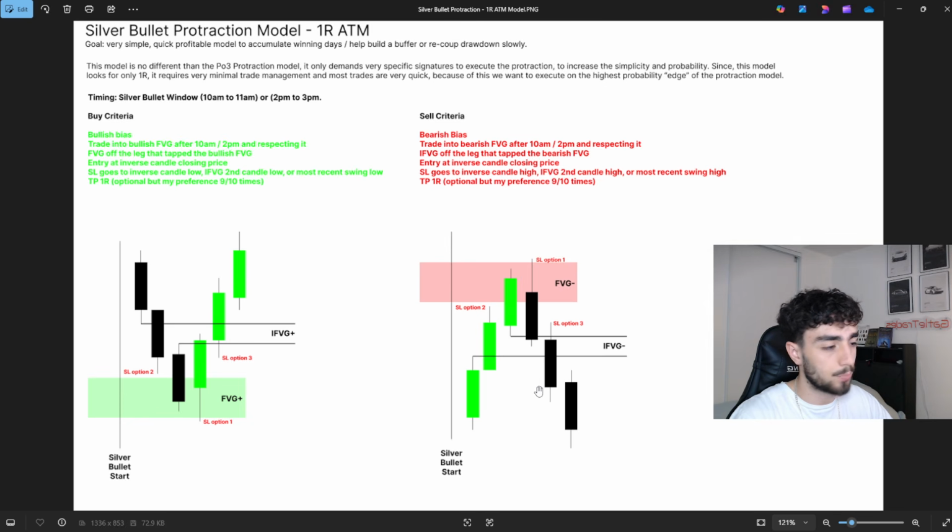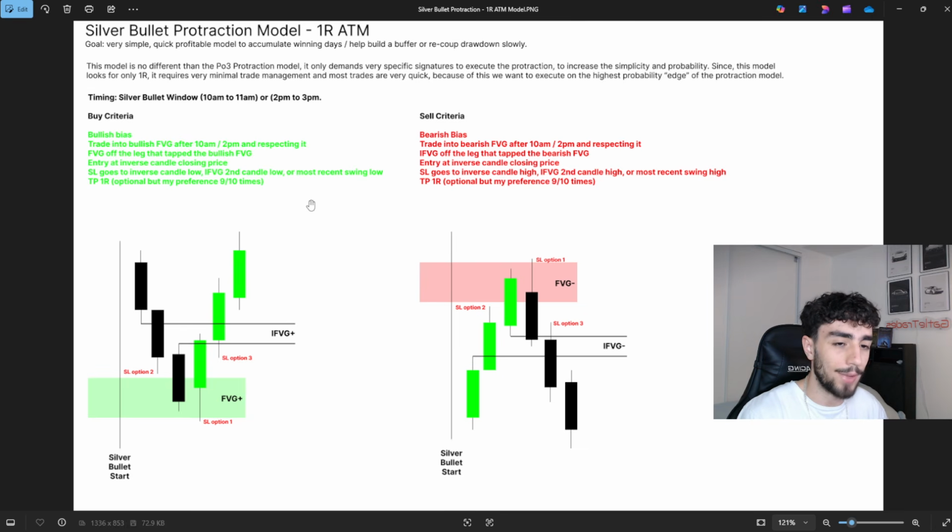Entry at the inversion closing price, that would be right here. Stop loss, option 1, swing high. Option 2, the inversion second candle high. Or option 3, the inverse candle high, right? So those are your 3 options, any of those highs, okay? Next, take profit levels.